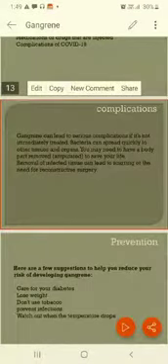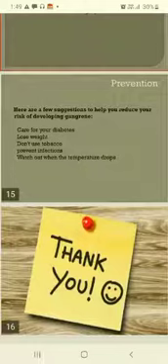Let's talk about complications. Gangrene can lead to serious complications if it's not immediately treated. Bacteria can spread quickly to other tissues and organs. You may need to have a body part removed, that is amputated, to save your life. Removal of infected tissue can lead to scarring or the need of reconstructive surgery.